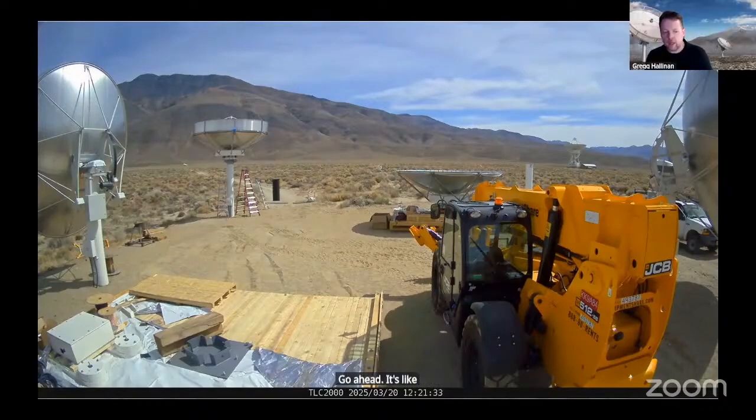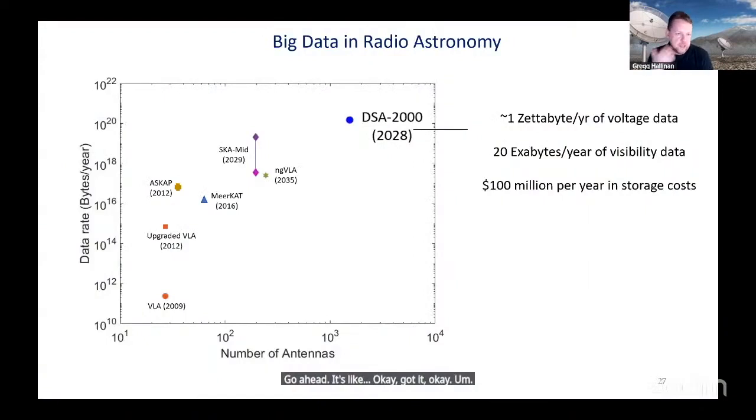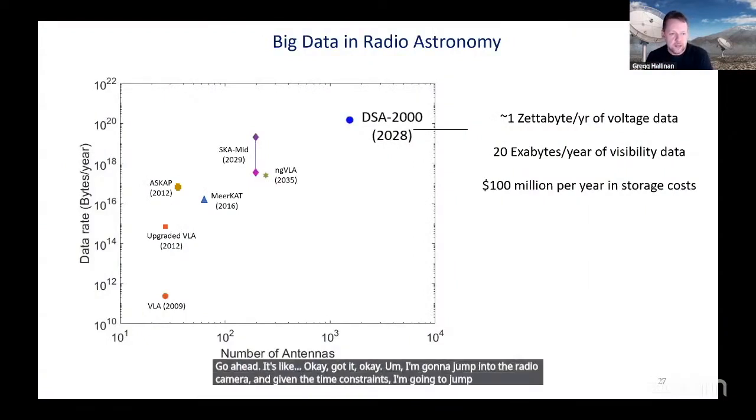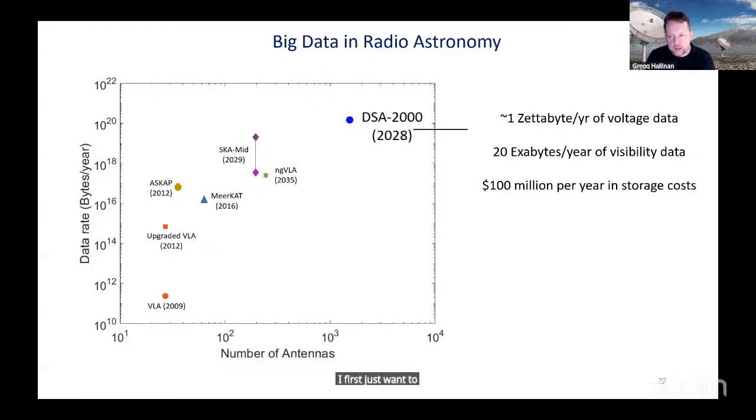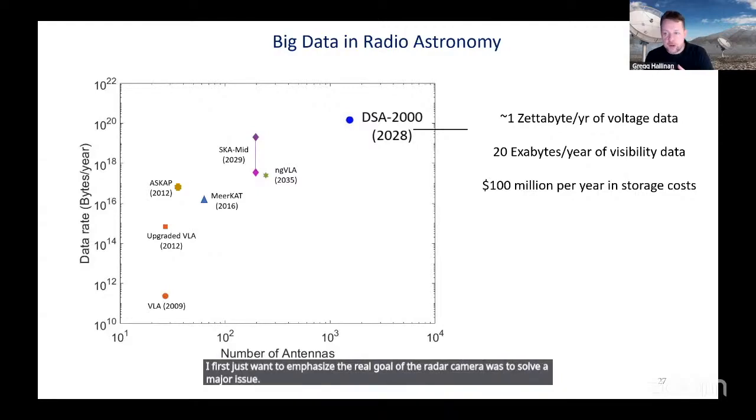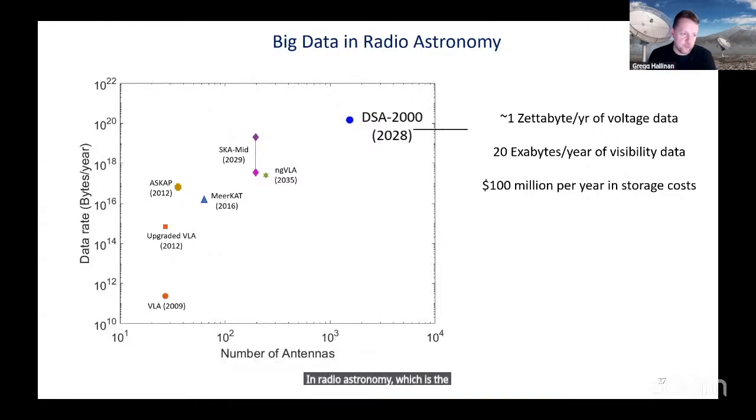Okay, got it. I'm going to jump into the radio camera, and given the time constraints, I'm going to jump down. I first just want to emphasize the real goal of the radio camera was to solve a major issue in radio astronomy, which is the data output, where we've reached a petabyte per year with the VLA. We're well beyond that with ASKAP and MeerKAT.